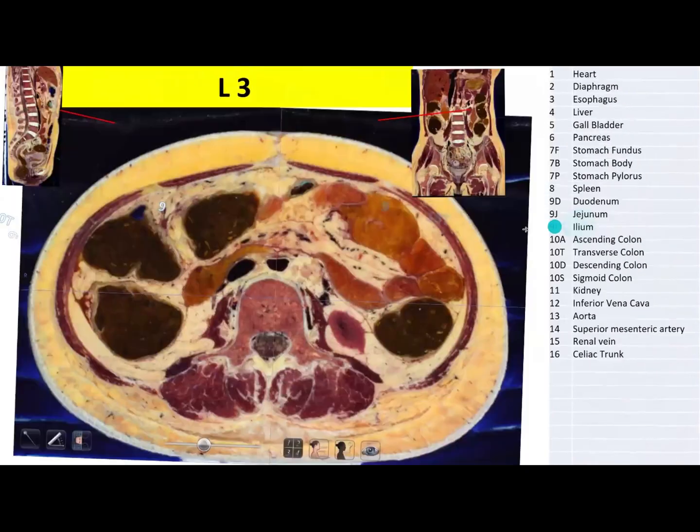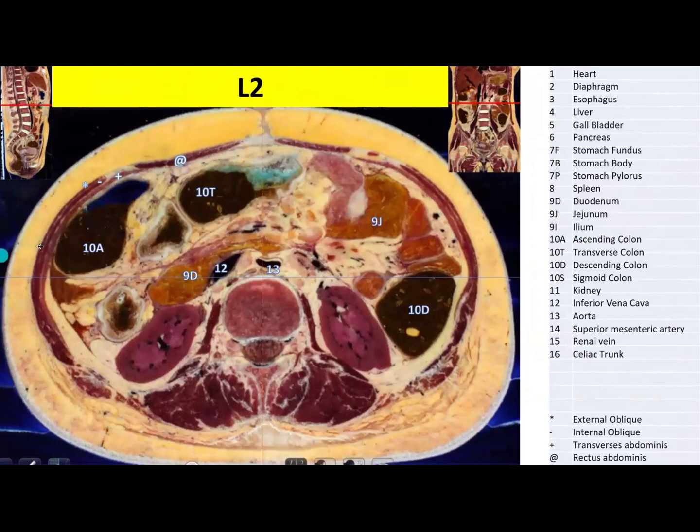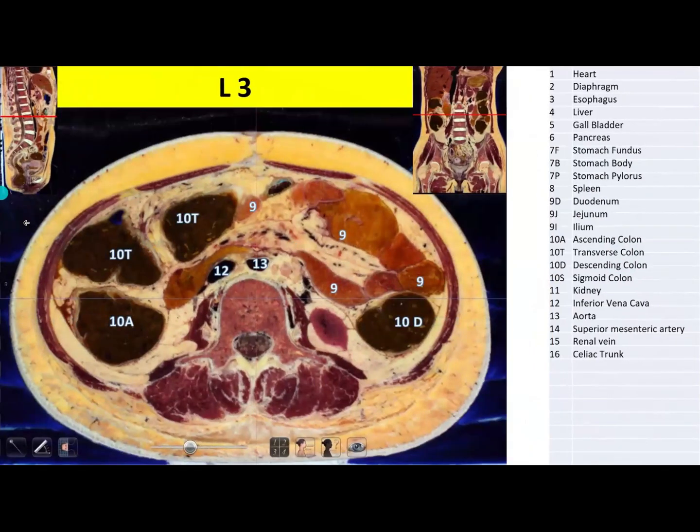Then we go into L3. Yeah, in L2, you are still seeing the kidneys and you can no longer see the liver. So when you see the kidneys and you no longer see the liver, you know you're in L2. In L3, there are neither kidneys nor liver. I don't have the kidneys anymore and I don't have the liver, okay?